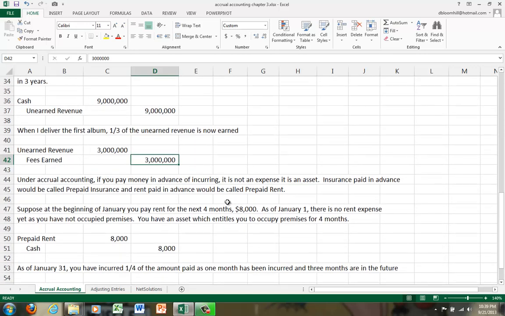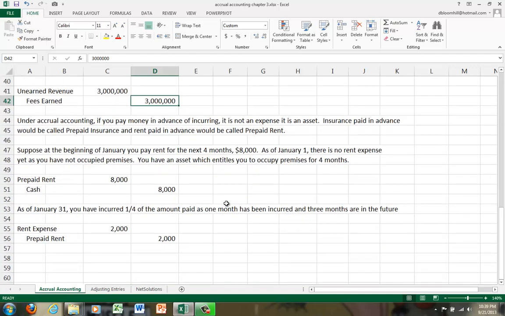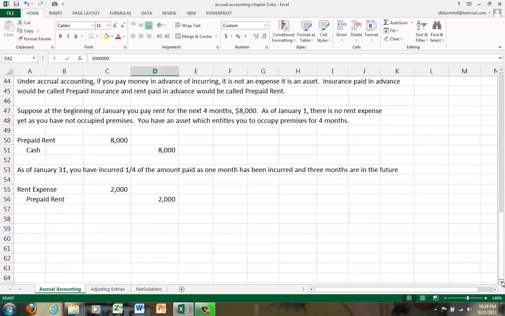Now, let's talk about prepaid expenses. Under accrual accounting, if you pay money in advance of incurring it, it is not an expense, it is considered an asset. So, insurance paid in advance would be called prepaid insurance, and rent paid in advance would be called prepaid rent. So let's give an example of this. Suppose at the beginning of January you pay rent for the next 4 months, $8,000. So if you're charged $8,000 for 4 months, basically your rent is $2,000 per month.